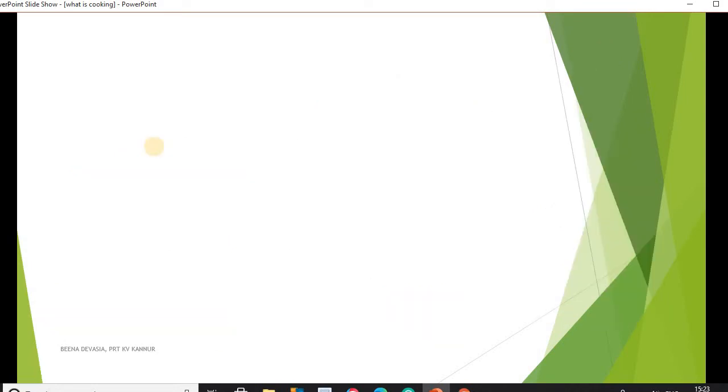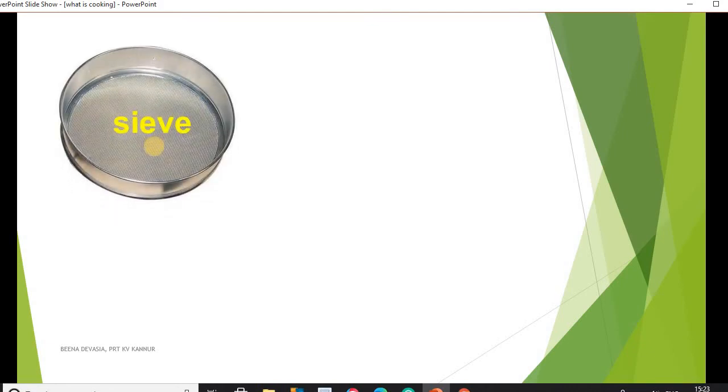Let's see some more things from the kitchen. Sieve. S-I-E-V-E. Sieve. Have you seen a sieve? When you make rice flour, you may have seen your mother use a sieve to separate the fine powder from the big particles.